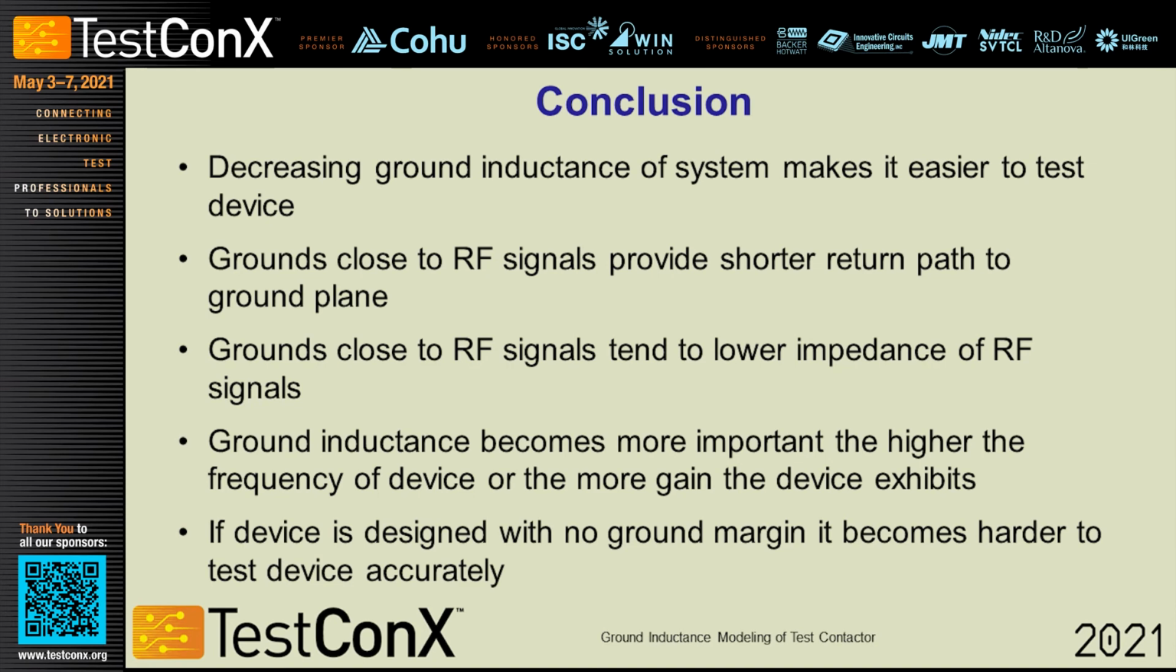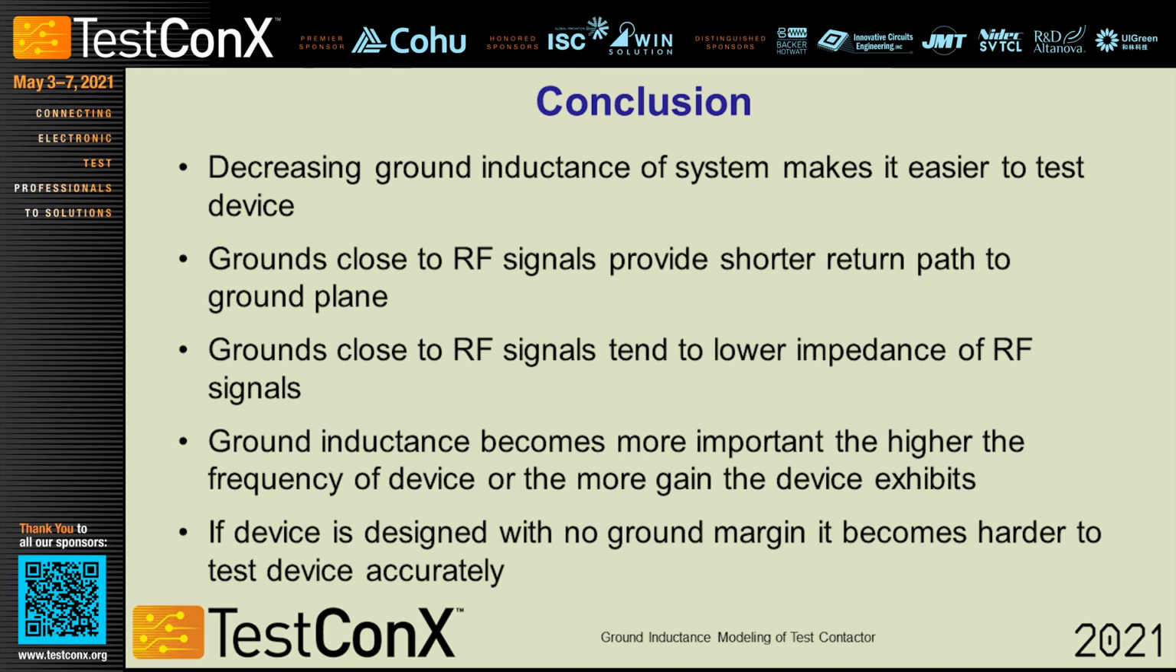Slide, the conclusion. Some of the things that are most important this paper talked about: decreasing the ground inductance of the system makes it easier to test the device. The more margin the device has for ground inductance, the easier it is to find a contactor that will actually allow the device to be tested accurately.